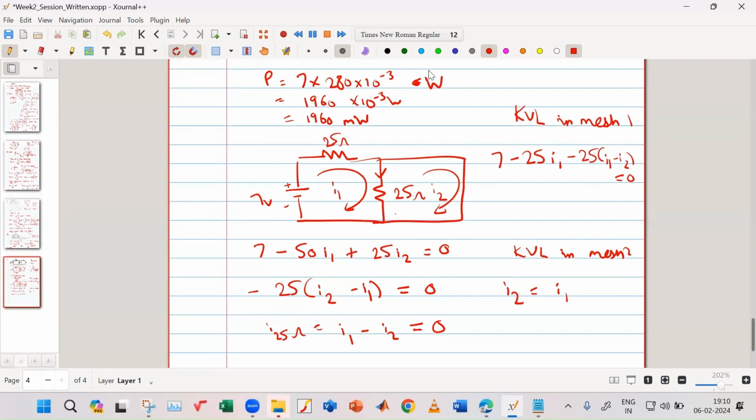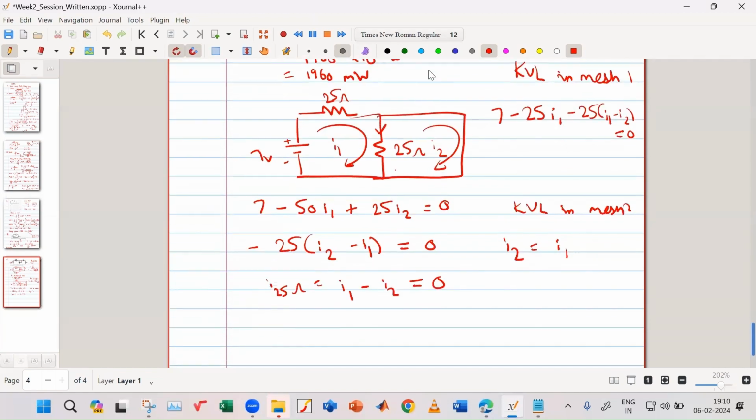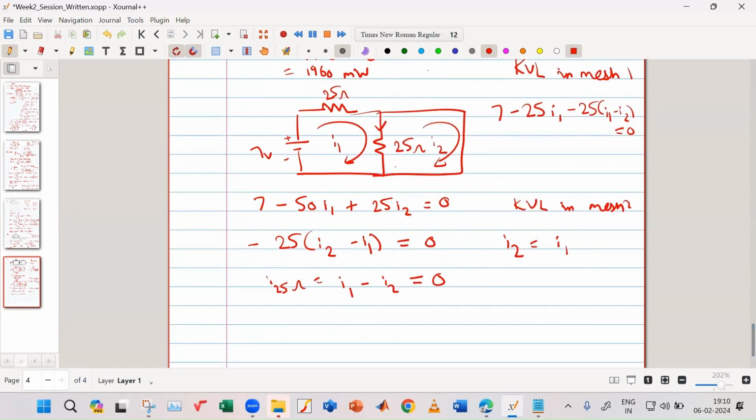Yes, sir. And if we apply this I1 minus I2 is equal to 0 over here, what I will get is 7 minus 25 I1 is equal to 0. So I will get my I1 is equal to 7 by 25, and that is also equal to my I2.